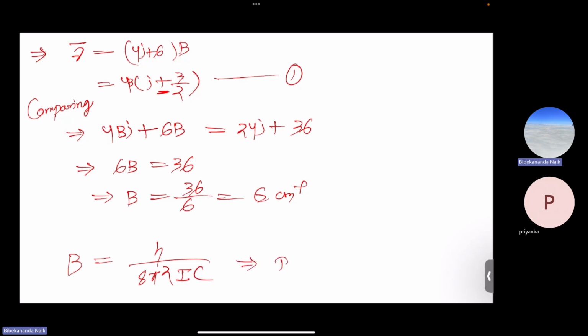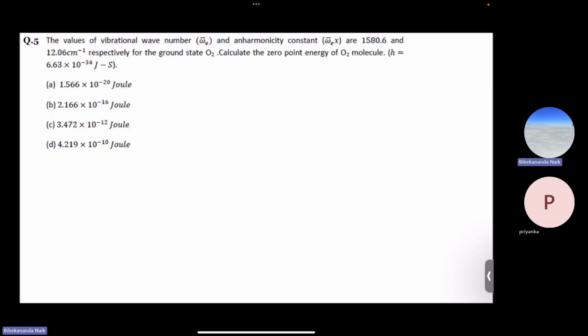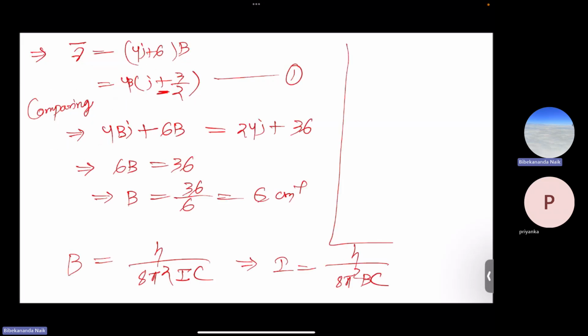So from this, I will be h by 8 pi square b into c. Now, what will be the value of I? I will be the value of h. H is 6.63 into 10 to the power minus 34 divided by 8 into 3.142 square into the value of b, which is 6 centimeters.